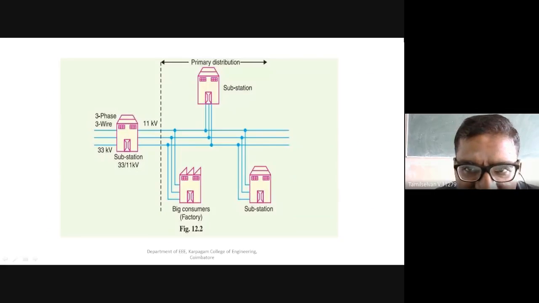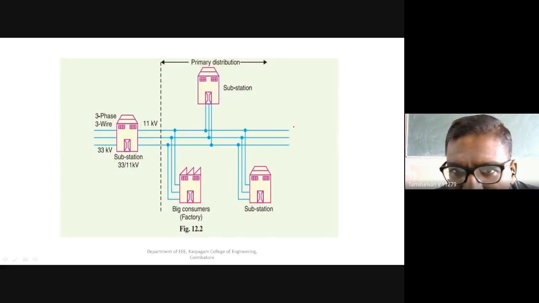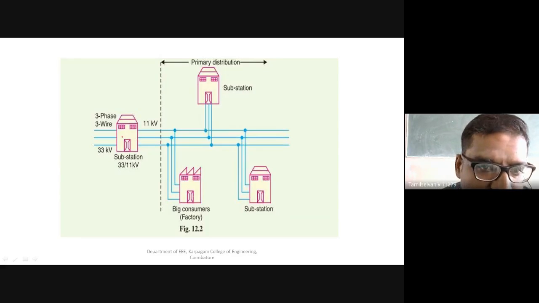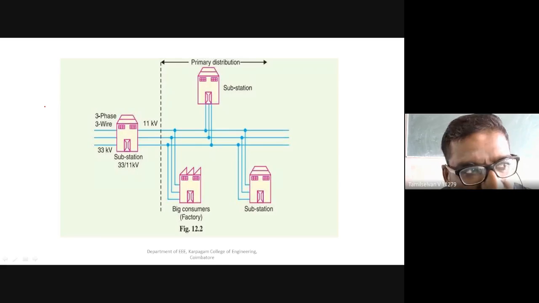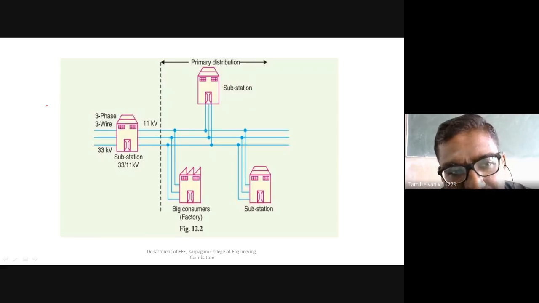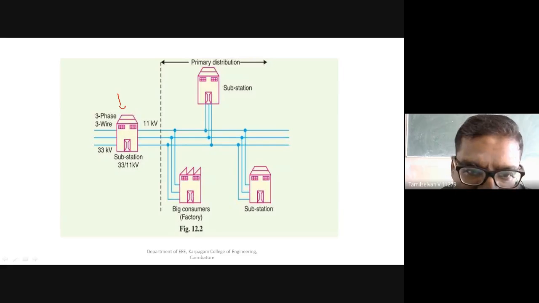So this is our AC primary distribution system. From the generation station, the voltage is stepped up and the transmission starts; at the receiving end, the transmission system ends.